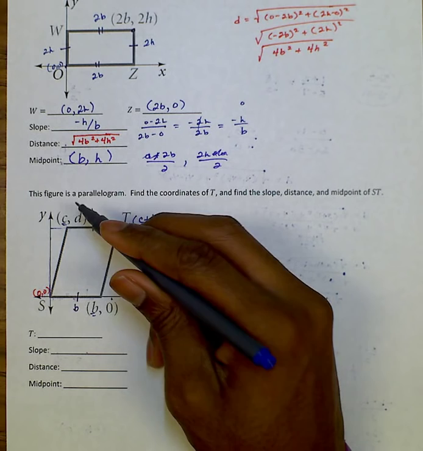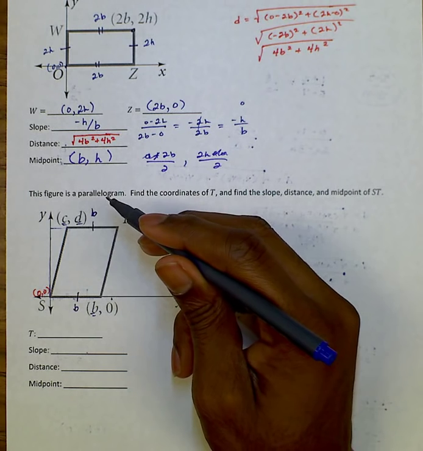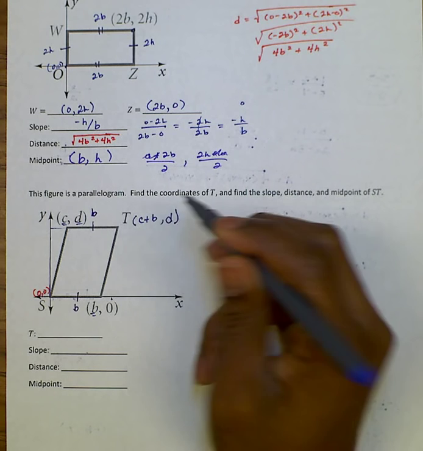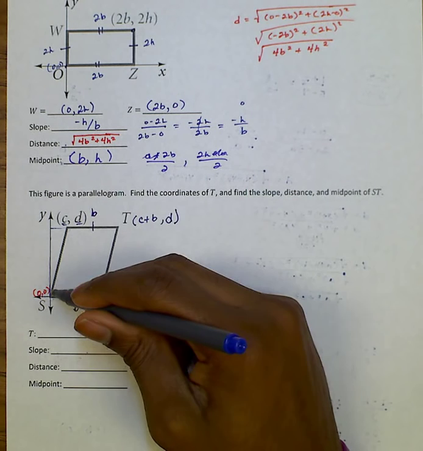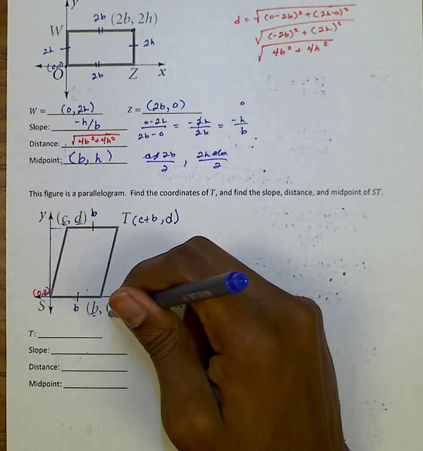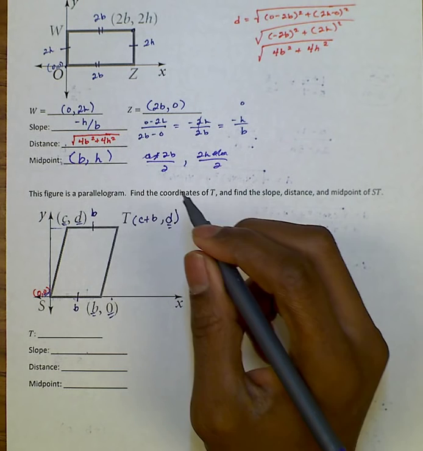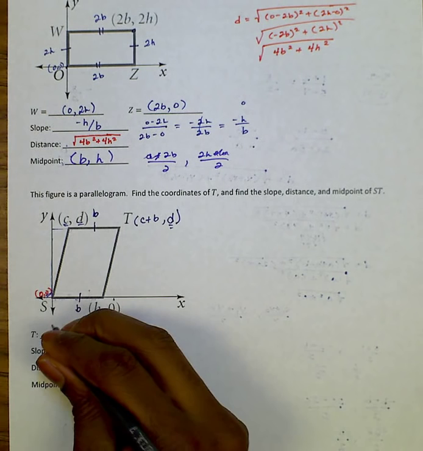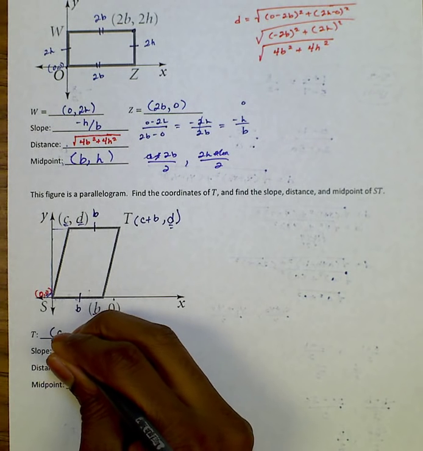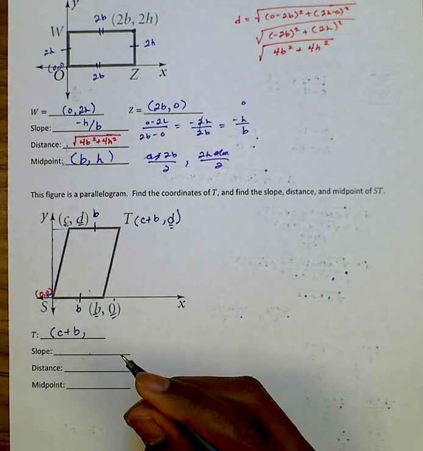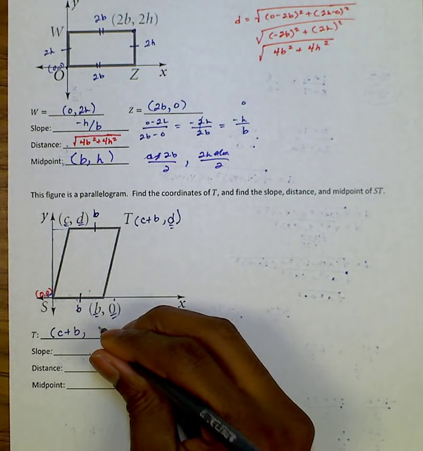Well, if this is at d and it's at this height, well, what height is this going to be? It's going to be at the same height. It's d. Notice that our y's here stay the same at 0. Our y's here then should stay the same at d. So for our new point T, it's at c plus b, our x-coordinate. And then our y-coordinate is d.